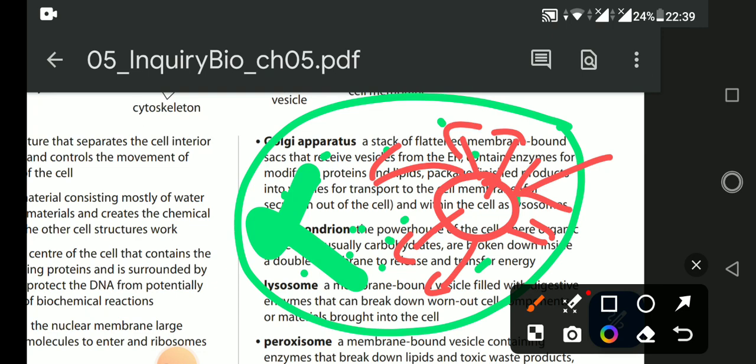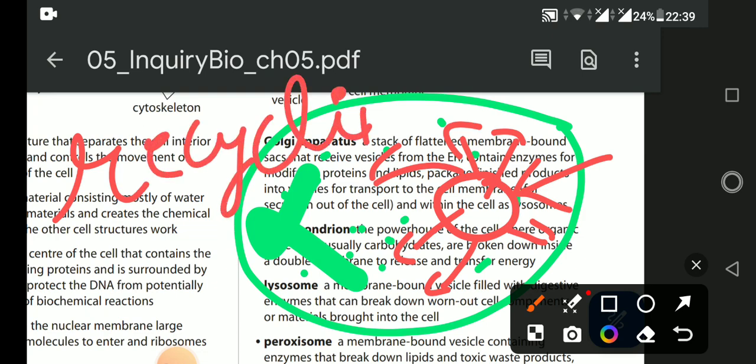Apart from destroying this malfunctioned or damaged cell, it is also called the recycling unit of the cell. Okay, lysosome जो है that is called the recycling unit of the cell. Why is it called the recycling unit? Whenever the cell is damaged or destroyed, ठीक है, तो ये अपने सेल को पूरा डाइजेस्ट कर जाएगा.